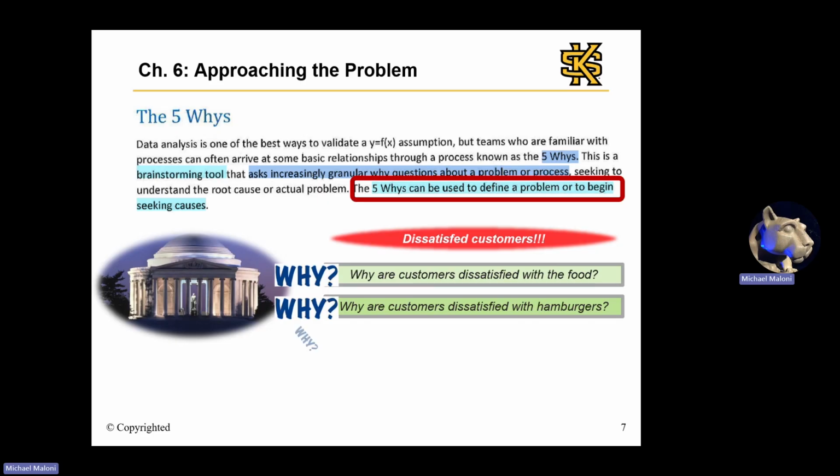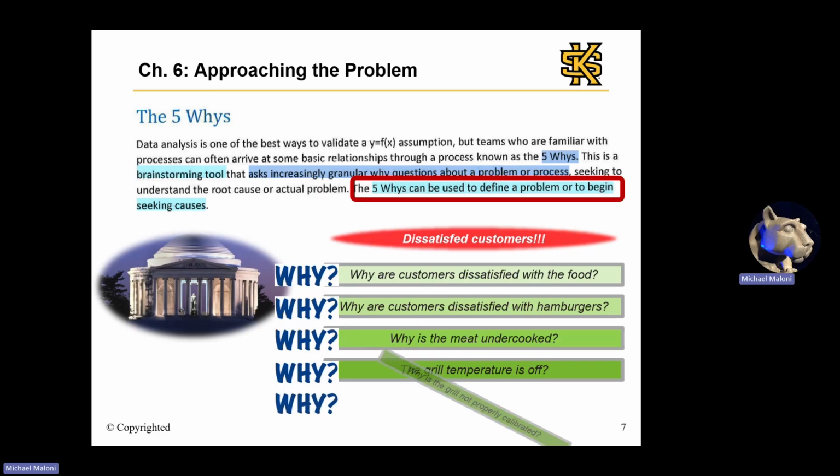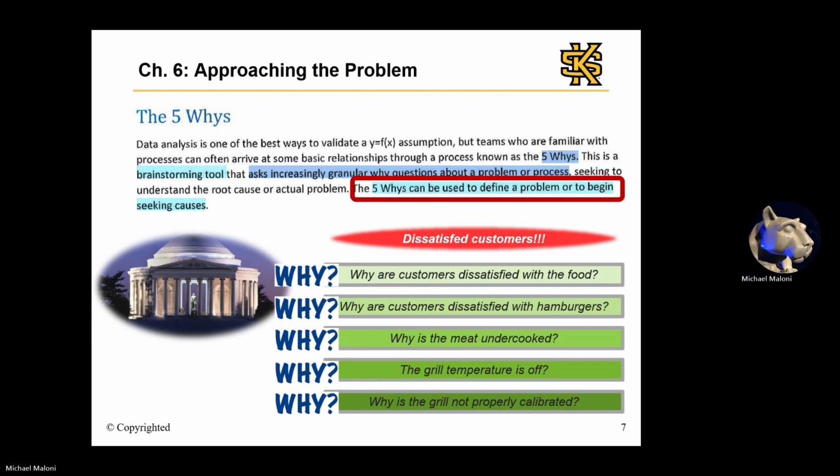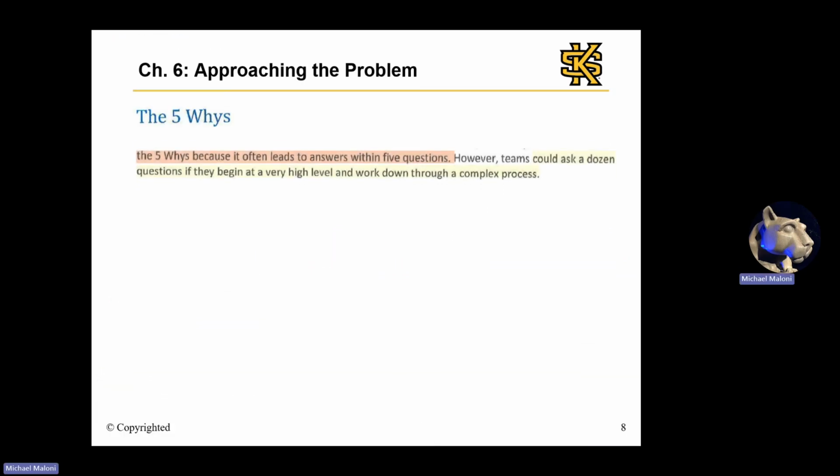Why are the hamburgers undercooked? Studying the process, the grill heat is found to be inaccurate and inconsistent. Why is the grill temperature off? Data shows that the grill is not properly calibrated. Why is the grill not calibrated? Well, the morning shift, which is responsible for calibration, has not been properly trained. And the questions could go on. Why is the crew not properly trained? You get the point, I hope.